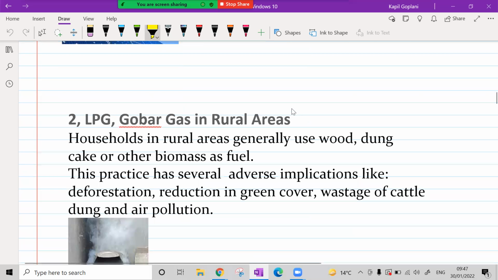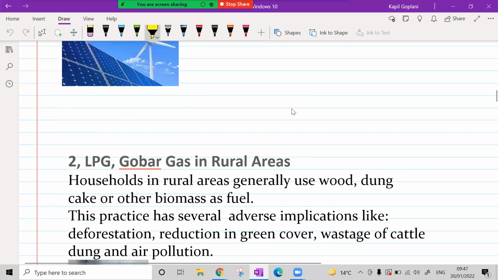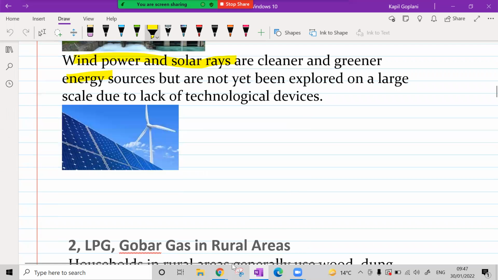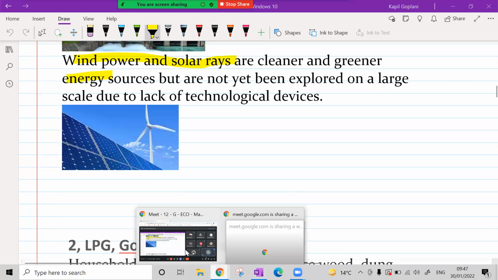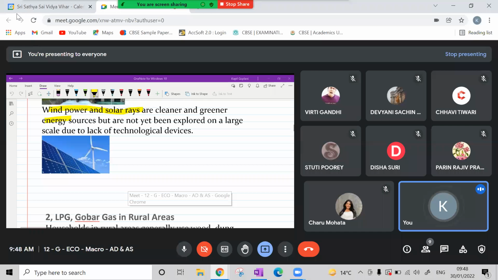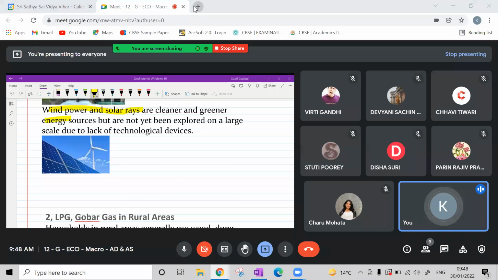Next is LPG and gobar gas. But first, most of you may not know Janak Palta ma'am, so I want to show you her image, and hopefully you will remember that lady, because her name has been there in many places.